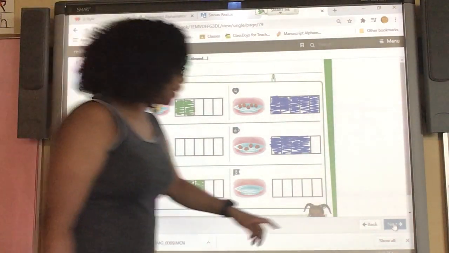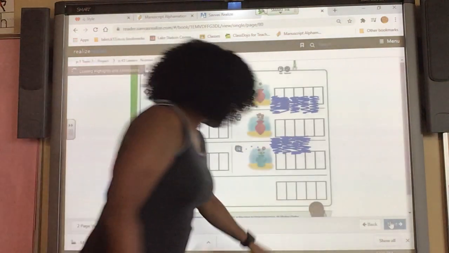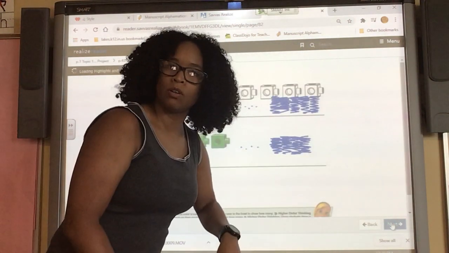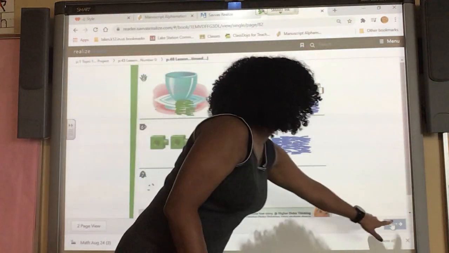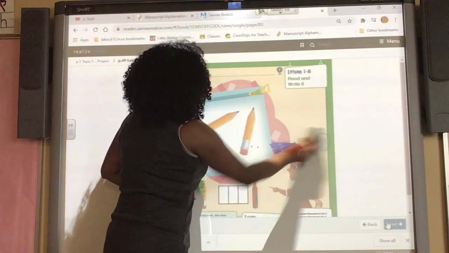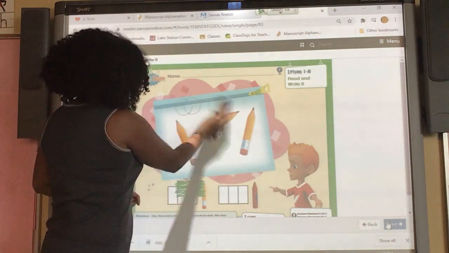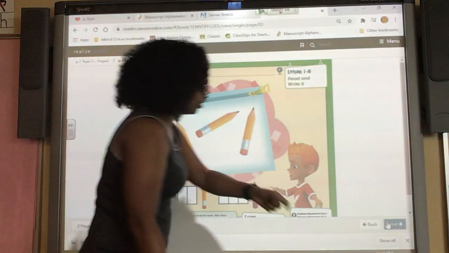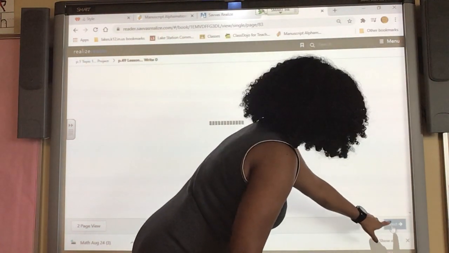Okay, I'm going to turn the page, and I'm going to erase. And make sure that you have your journal, your crayons, and your pencil, because we're going to get to our next lesson, which is reading and writing the number 0. I told you it would be pretty easy, so we could do a twofer. We could do 2 lessons in 1.